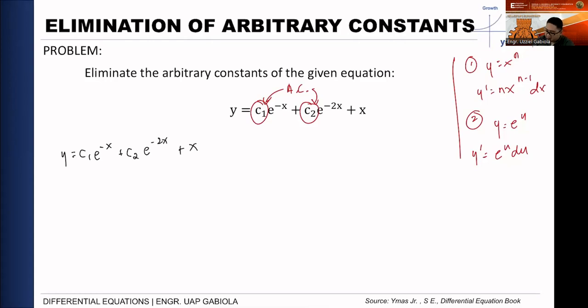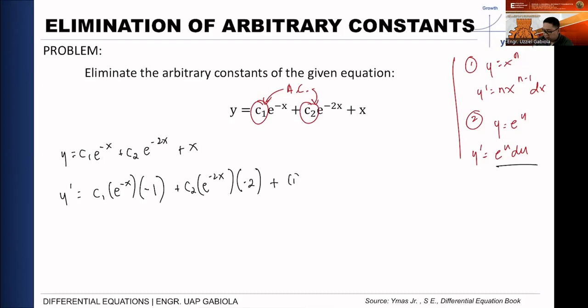Okay? First derivative natin. So, y prime is equals to, this is c1 pa din yan. And then, derivative ng negative x. So, sige, i-apply natin to. Yung eu natin is e negative x. And ang du natin is, derivative ng negative x is negative 1. Okay? Plus C2 e negative 2x. Derivative ng negative 2x is negative 2. Plus 1x1 minus 1 times 1. Okay? So, simplify natin. Y prime is equals to negative C1 e negative x minus 2 C2 e negative 2x plus 1. Okay? So, ito yung first derivative natin.